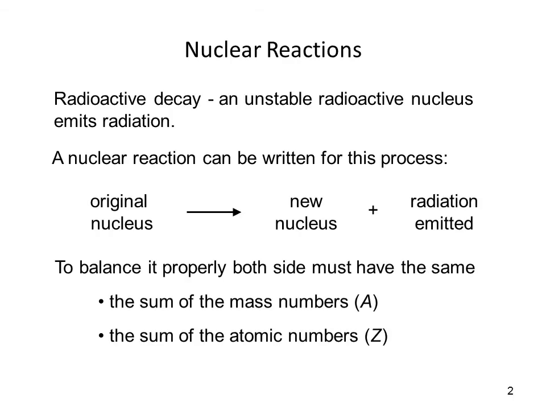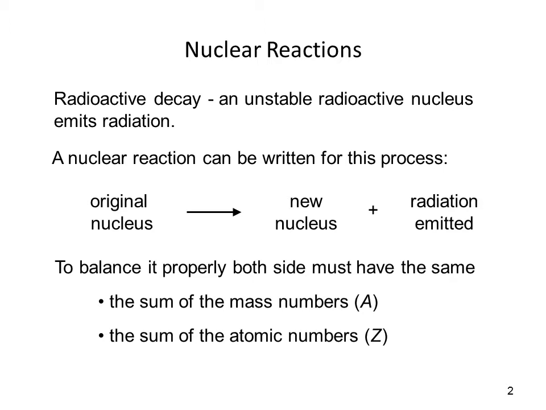Some nuclei are not stable. If they are not stable, they will convert to a more stable state by either releasing particles or other forms of radiation. These changes are called nuclear reactions. Nuclear reactions are often called transmutations.